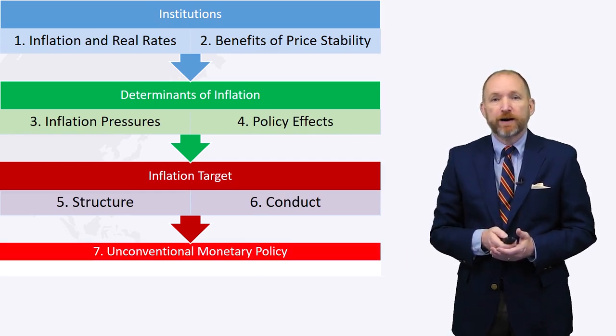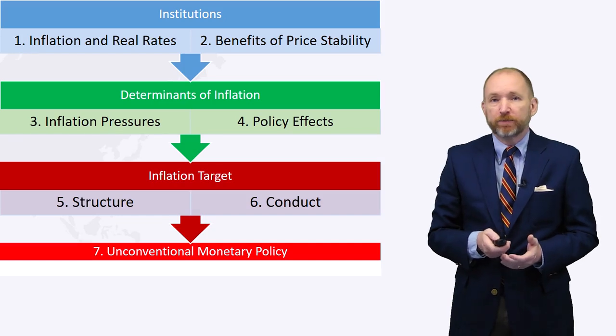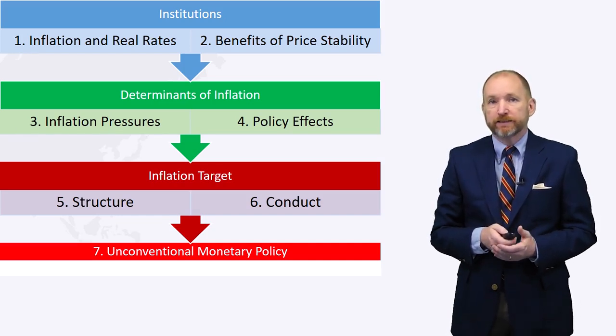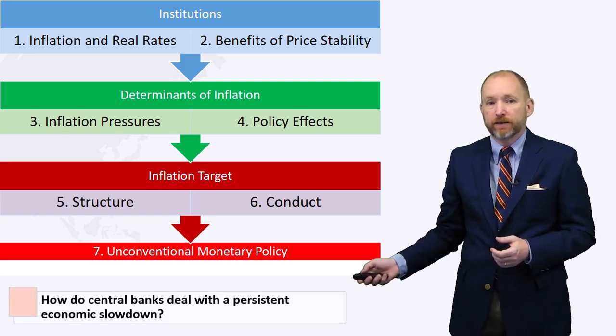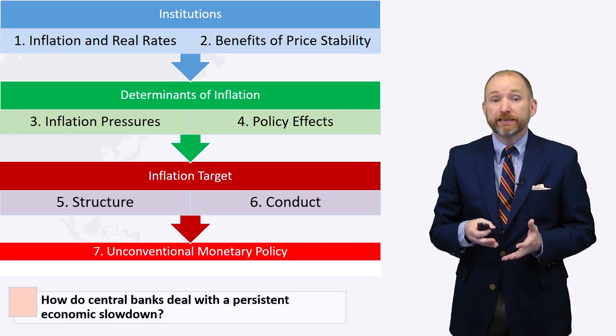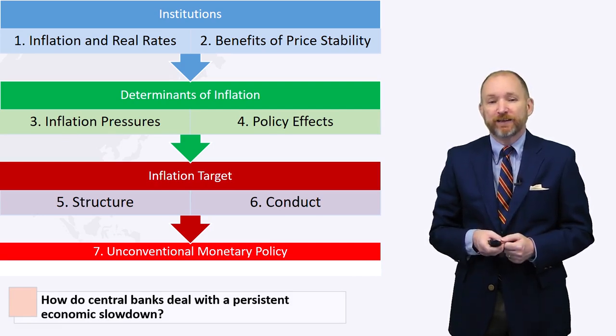We will then finish the module by considering the unconventional monetary policies that are used by central banks that are facing an extended period of deflation. This will help us understand the difficulties that are faced by certain central banks in the current period. We will ask, how do central banks deal with a persistent economic slowdown?